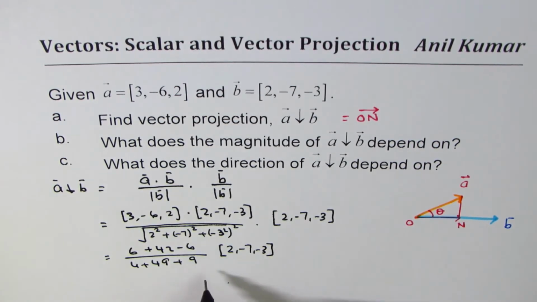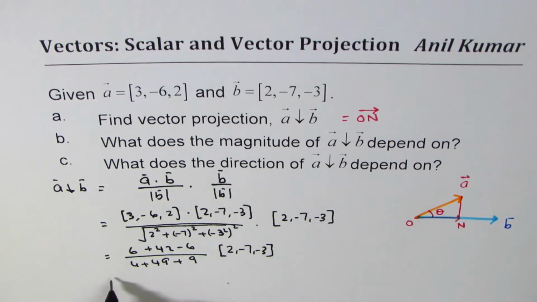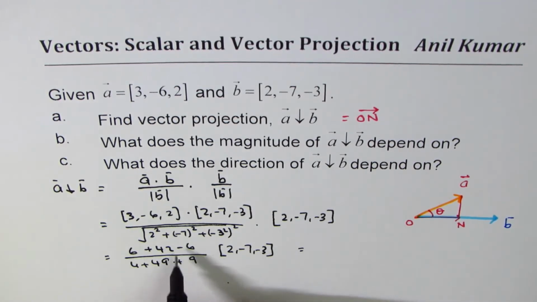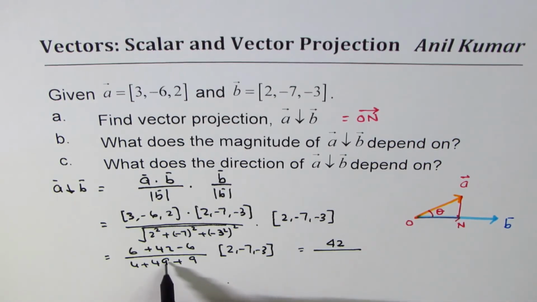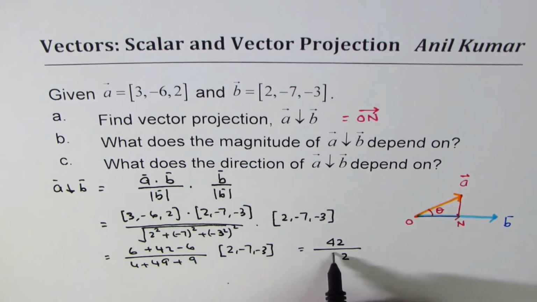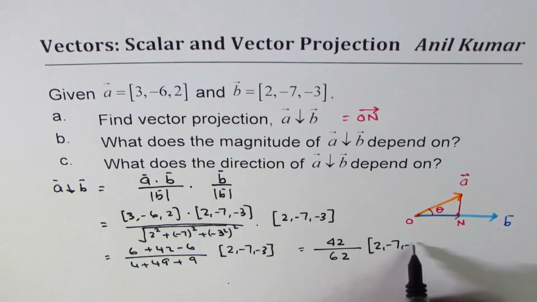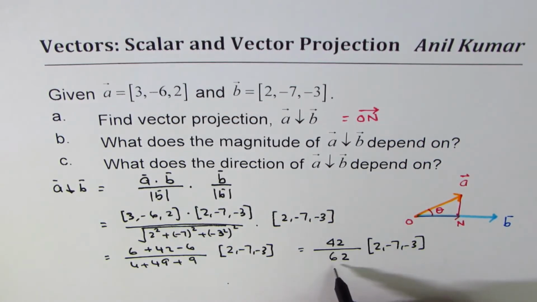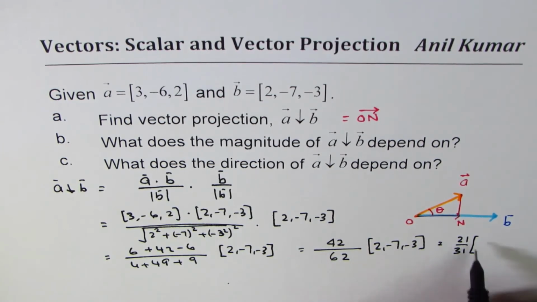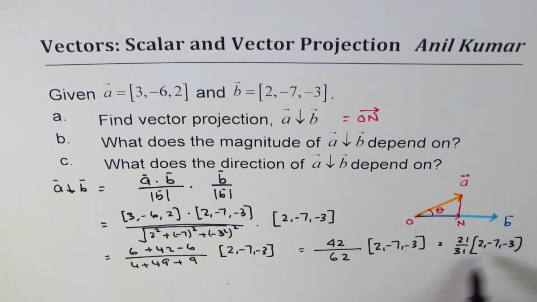You can always use a calculator to find this answer. So 6 minus 6 is 0. So we have 42 divided by 9 plus 49 is 58, plus 4 is 62, times the vector (2, -7, -3). Well, this could be simplified a bit: 21 over 31, so you could write this as 21 over 31 times this vector (2, -7, -3). You could actually go further and write everything in the brackets also to give the vector projection of A on B. Perfect. So that is your vector projection of A on B.